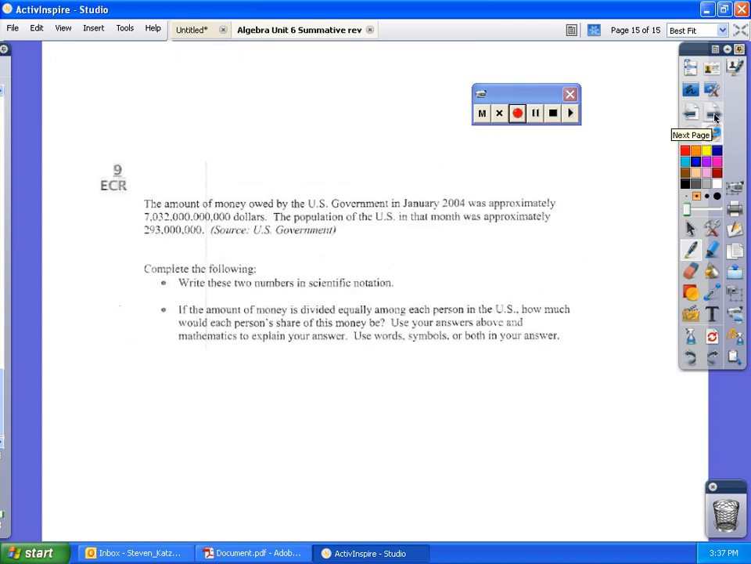Amount of money, you're going to write these numbers. So these are really large numbers. So the first number becomes 7.032 times 10 to the, you have to move the decimal back 1, 2, 3, then 6, then 9, then 12. And the second one is 2.93 times 10 to the 1, 2, 3, 4, 5, 6, 7, 8.